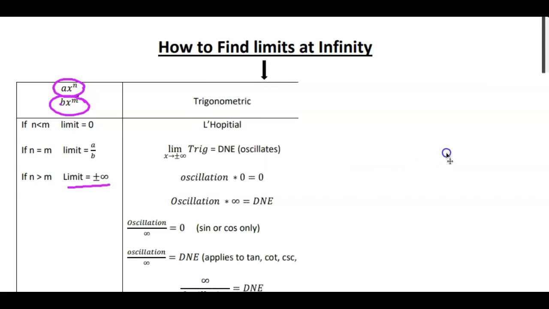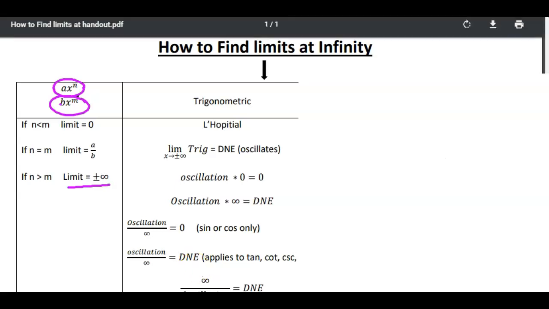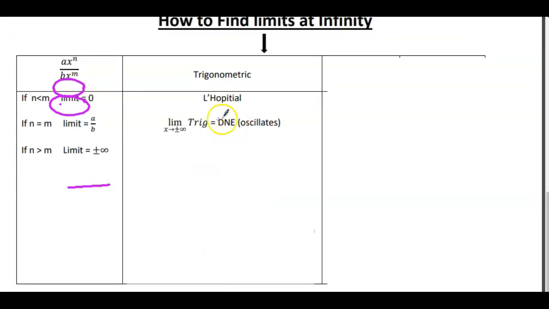Also, we talked about how to find limits at infinity when you're dealing with trigonometric functions. The first thing to keep in mind is that the limit of a trigonometric function at infinity does not exist. They always oscillate. They always go up and down. But based on that, we have a few other things that we looked at. First of all, if you have an oscillating function at infinity and you multiply it by a function that goes to 0 at infinity, then ultimately the 0 wins and the limit will be 0.